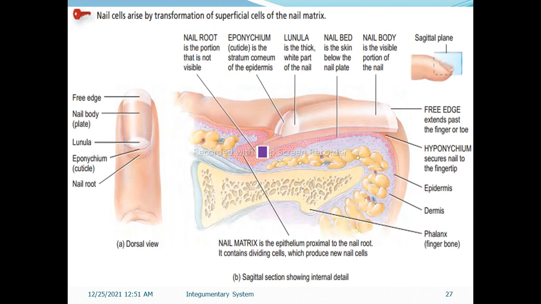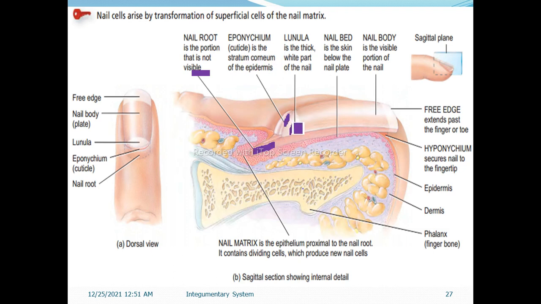This is the nail root. The nail root is a portion that is not visible. It is covered by skin, so we are not observing the nail root. The other is the eponychium. The eponychium is this thick layer. Another name is cuticle, which is the stratum corneum of the epidermis.